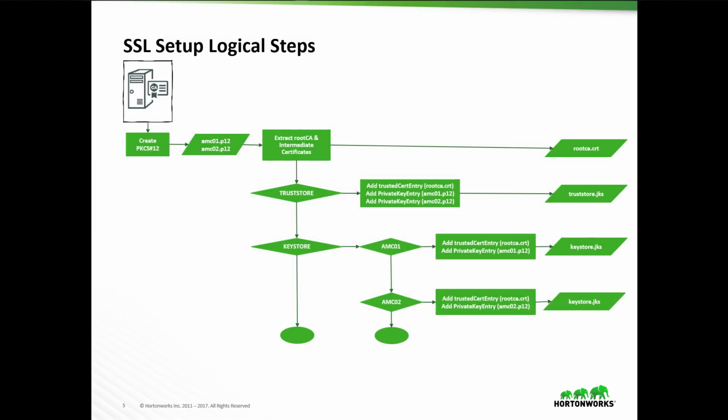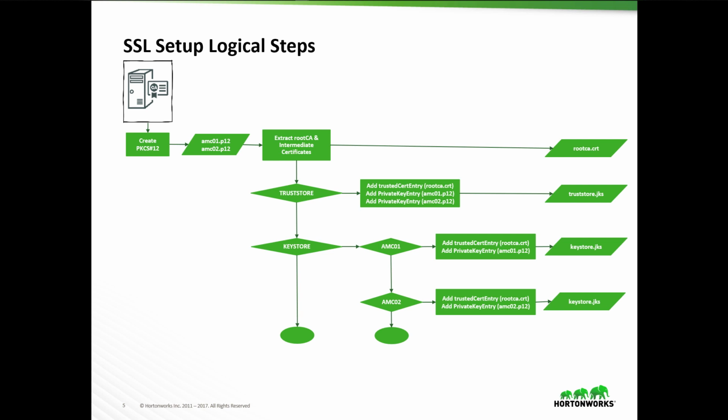For this video, our CA will provide us with a couple of PKCS12 bundles of certificates called AMC01.P12 and AMC02.P12. From one of them, we will get the CA certificate. When we have the CA certificate chain, we will proceed to create a truststore with this certificate, created as a trusted cert entry. Then, we will be adding the information for each of our Ambari Metrics collectors.